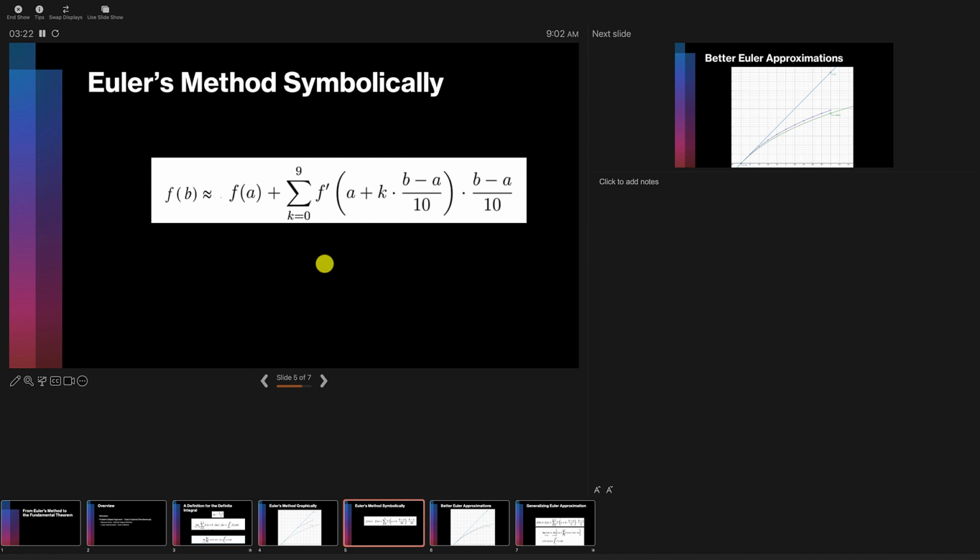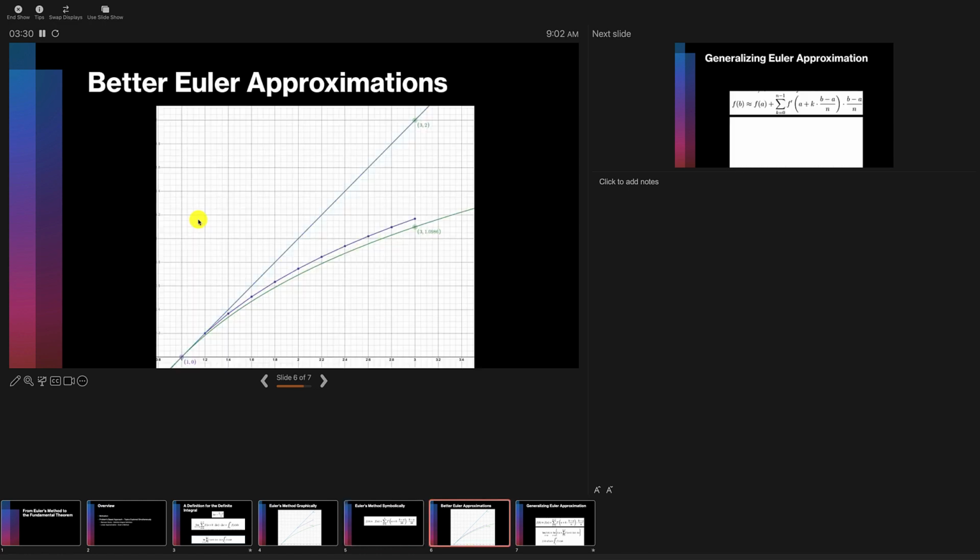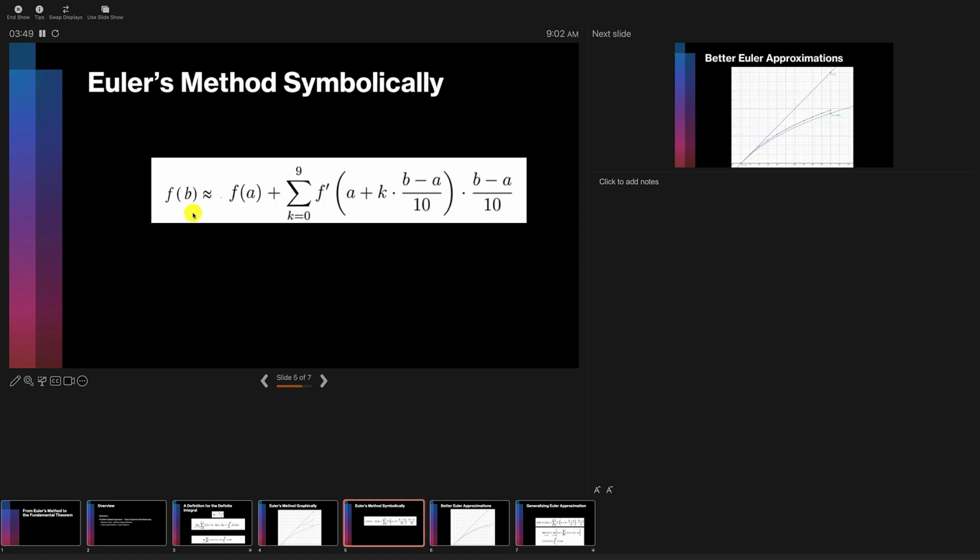If you write up Euler's method symbolically, this would be using 10 steps rather than the 2 steps. So here's a picture of the 10 steps. You can see the 10 steps gives us a lot closer approximation than the 2 steps did, and definitely than the 1 step did. But again, each time we change course, we're using the slope of the tangent line at the x value chosen.